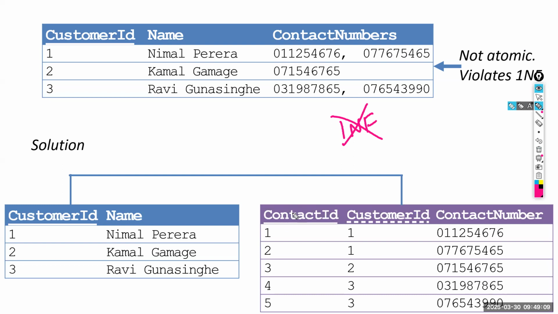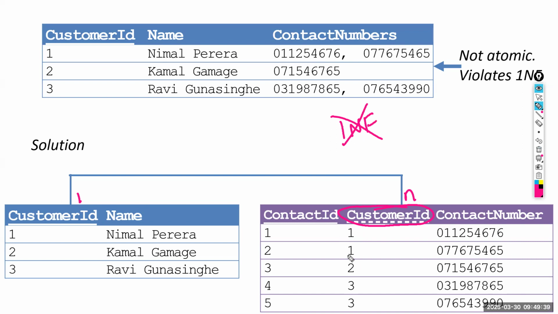So it can have its own primary key, maybe a surrogate primary key. So then it's a one-to-many relation. One customer can have many customer contact numbers. Therefore, the foreign key, which is the customer ID, goes to the many side. And the same customer ID can have multiple rows. Now, rather than comma separated values, multiple values means multiple rows.